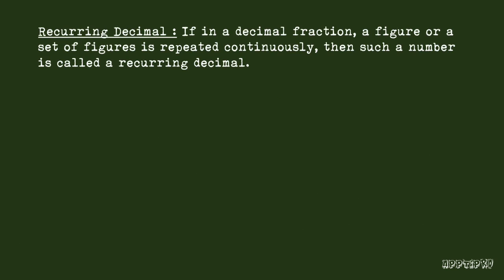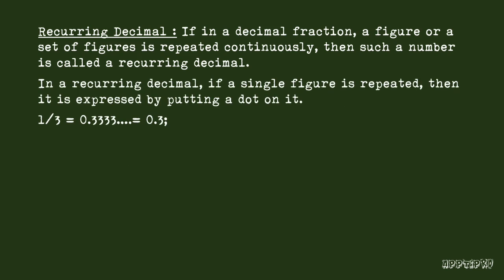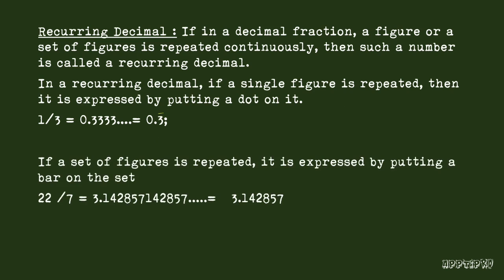What is a recurring decimal? If in a decimal fraction a figure or set of figures is repeated continuously, then such a number is called a recurring decimal. In a recurring decimal, if a single figure is repeated, then it is expressed by putting a dot on it. For convenience, in the video I'll be using a bar for this also. If a set of figures is repeated, it is expressed by putting a bar on the set of figures.